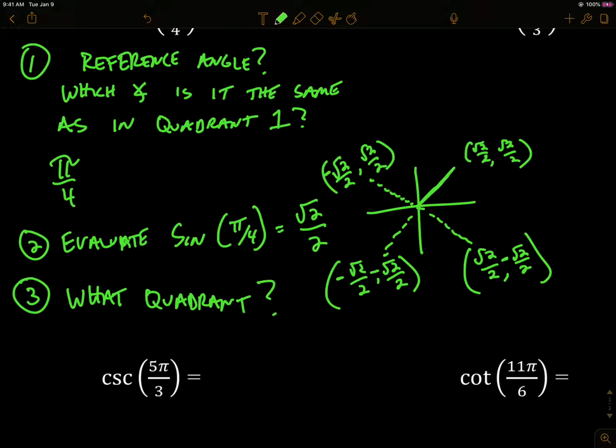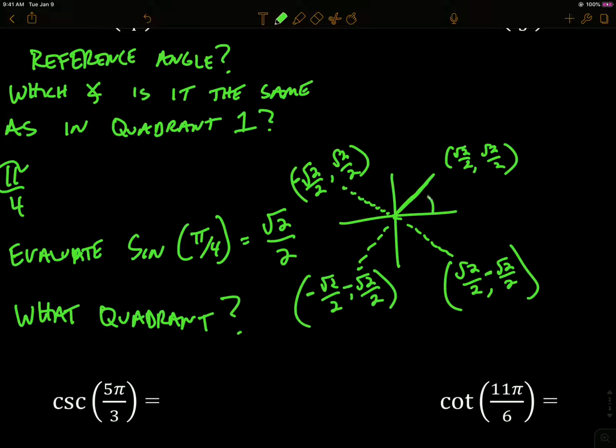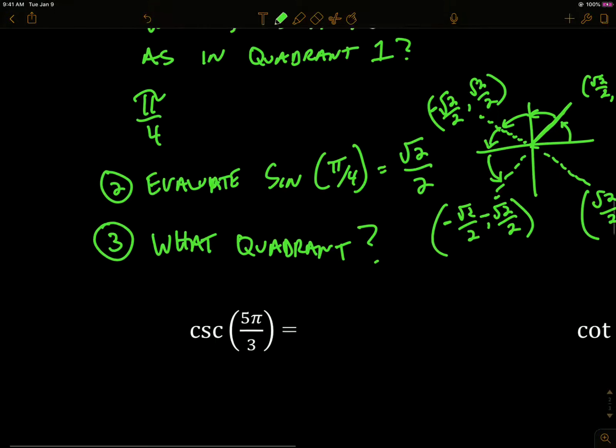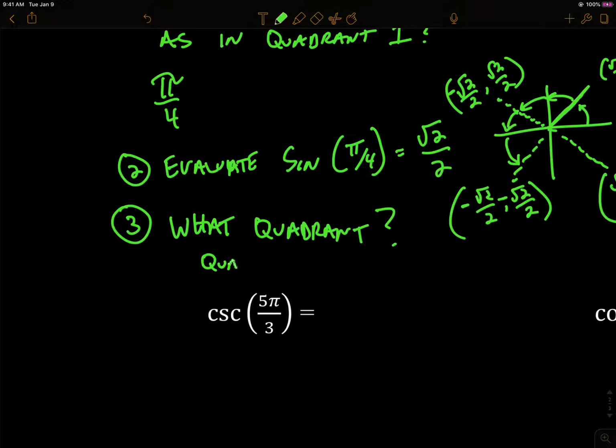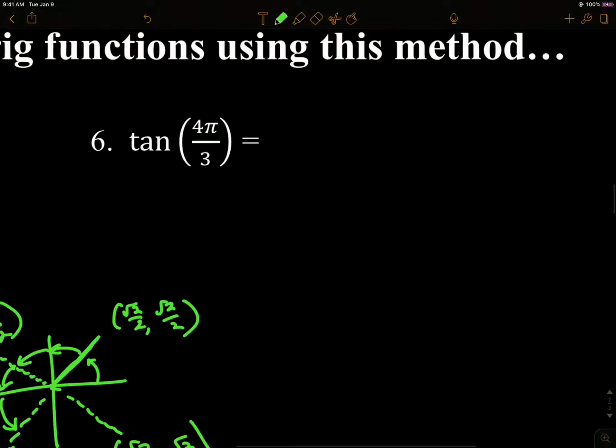All right, so I have to decide what quadrant it is. What was the original question? 5 pi over 4. So I see, here's my 1 pi over 4, 2 pi over 4, 3 pi over 4, 4 pi over 4, and then 5 pi over 4. So it's in quadrant 3, where they're both negative, so the sine and the cosine are negative. Which means the sine of 5 pi over 4 is equal to negative root 2 over 2.